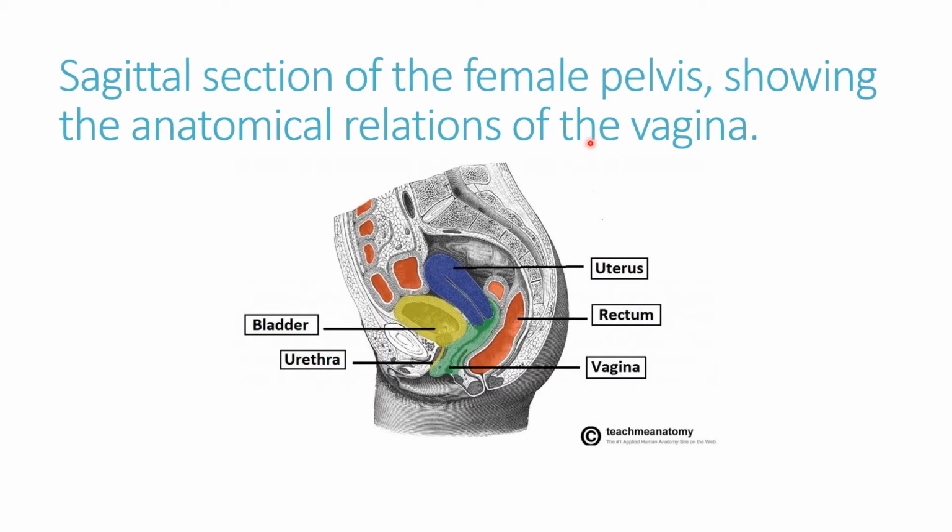Here you can see further about the normal position of uterus. This is the anteflexed, anteverted position of uterus. Already we saw anteriorly there is bladder and urethra, and posteriorly there is rectum, and inferiorly there is vagina. Remember this picture while discussing the relations.